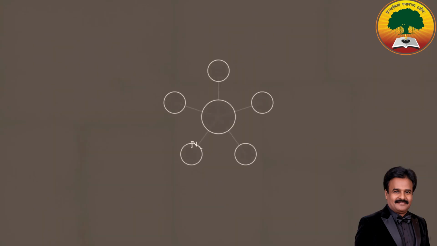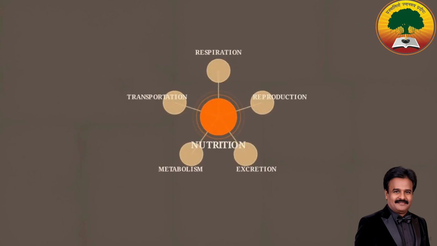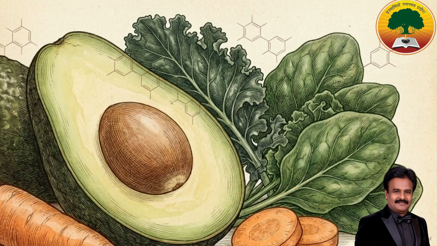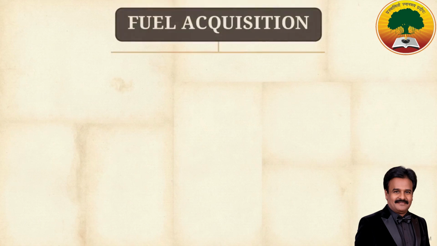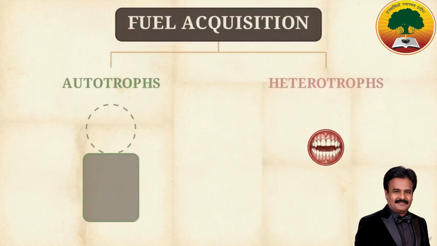Within that network, nutrition is the prerequisite system. It is the engine that powers all the others. Nutrition is strictly the process of acquiring the chemical food needed for nourishment and biological sustenance. At the macro level, nature divides this fuel acquisition problem into two distinct architectural strategies: autotrophs and heterotrophs.